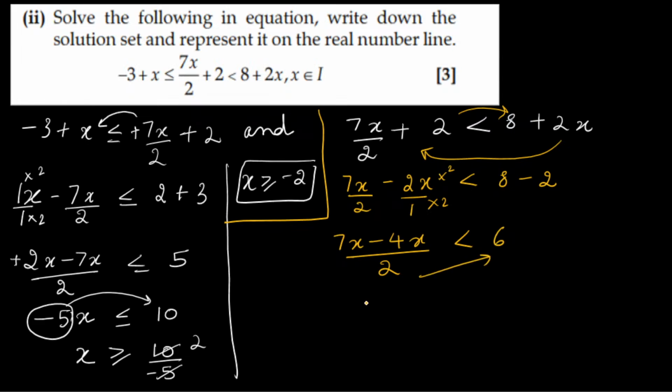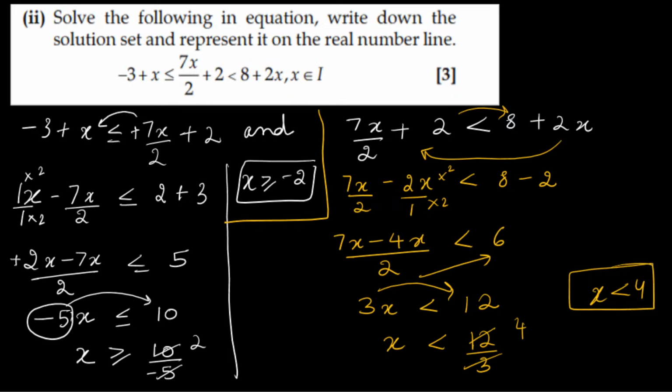2 I'll shift to this side. So 7 minus 4 is 3x. 3x is less than 6 into 2, 12 I am writing. So then x is less than this 3. Now I'll shift to the other side. So 3 is positive only. So 12 divided by 3 because here it's getting multiplied. It's 4. So x is less than 4.